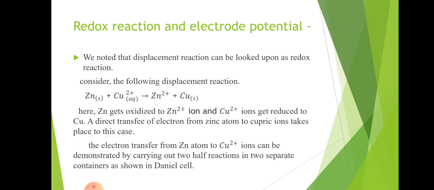A direct transfer of electrons from the zinc atom to the cupric ion takes place in this case. This reaction makes it clear that the electron transfer from the Zn atom to the copper 2 plus ion can be demonstrated by carrying out two half reactions in two separate containers, as shown in the Daniell cell figure below.